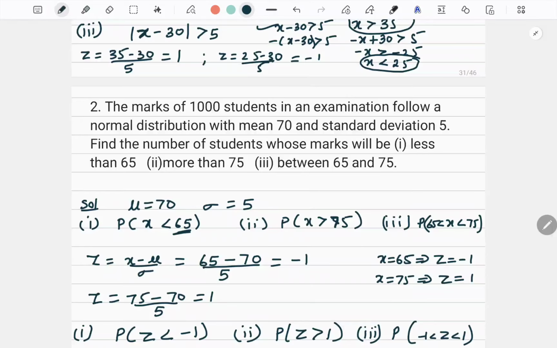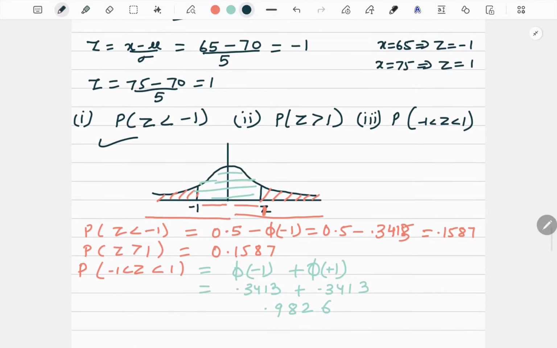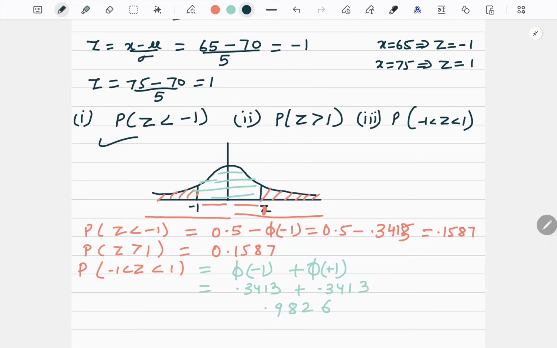Why this is incomplete? See, I'll tell you the thing which you have to find out, it is a probability. And they are asking number of students. In Poisson's and binomial also, I told you one thing. When they ask the probability, find out the probability and stop. But when they ask the number, you have to multiply the probability by the number. For example, here also they are asking the number of students. So you should multiply each answer by 1000. So when you multiply this first answer by 1000, it will be approximately 159. Since it is the number of students, so 158.7 I should write as 159. Same way, this will also become 159 and this will become 983.